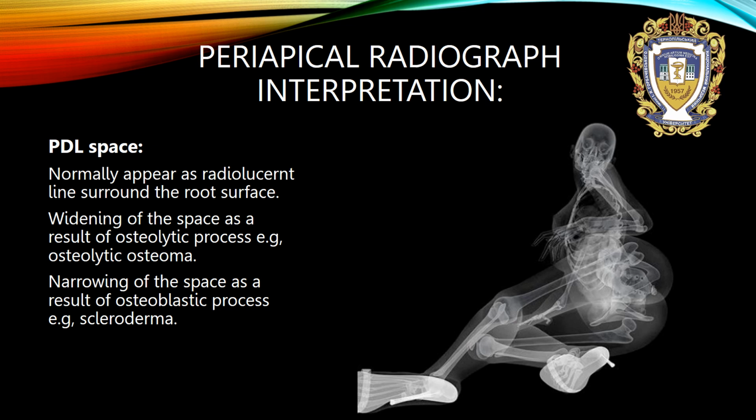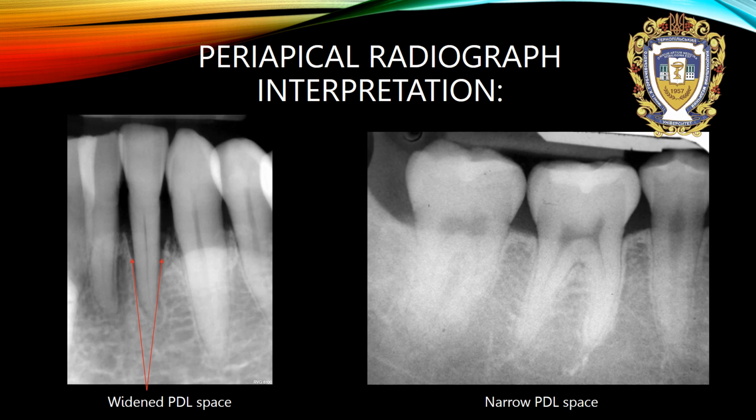Periodontal ligament space normally appears as radiolucent lines around the root surface. Widening of the space is a result of an osteolytic process, for example osteolytic osteosarcoma. Narrowing of the space is a result of an osteoblastic process, for example scleroderma. They are shown a widened periodontal ligament space or a narrow periodontal ligament space.